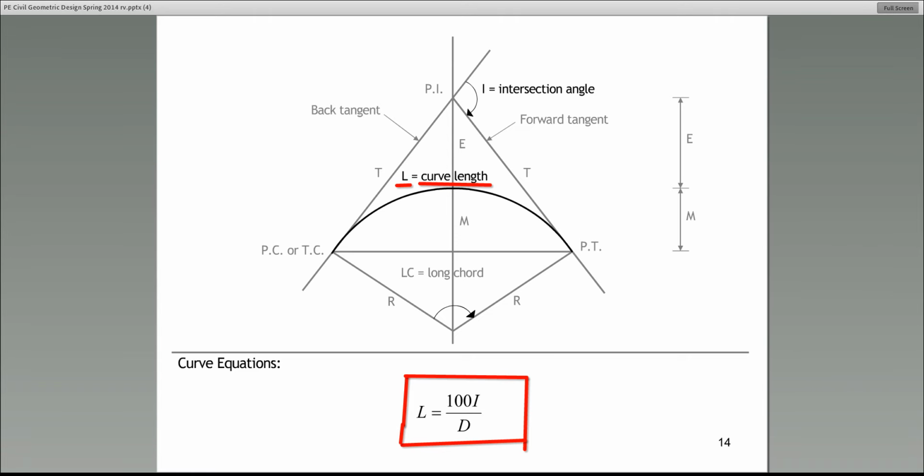Paul is asking a question about the external distance. Yeah, what you're saying, Paul, is correct. E, the external distance, is the distance between the PI and the midpoint on the curve. All right.